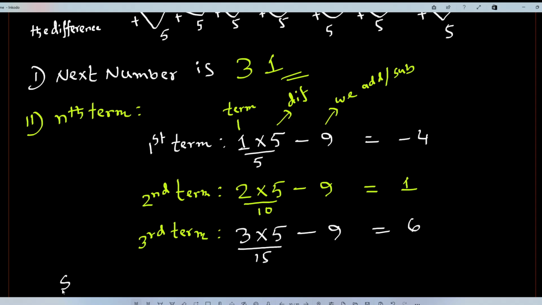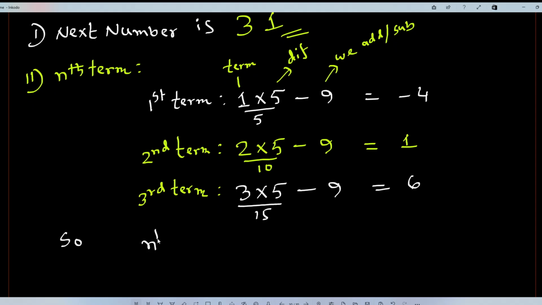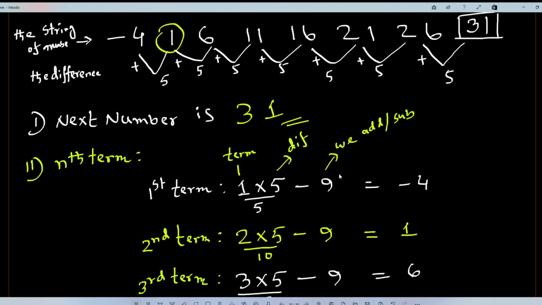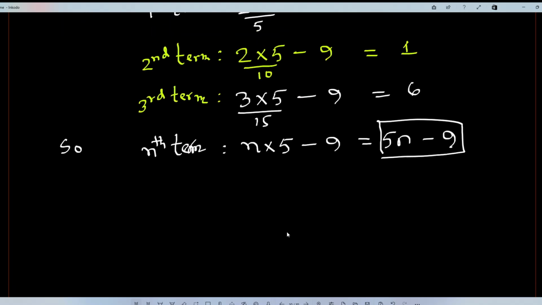So what is the nth term? The nth term is n multiplied by the difference, minus 9. So the arithmetic sequence is 5n minus 9. Okay, our second question is done. The next number is 31, we already got. The nth term is 5n minus 9, we already got.